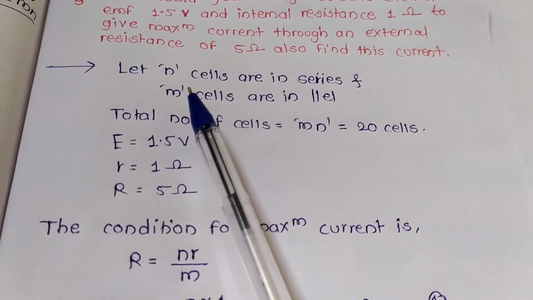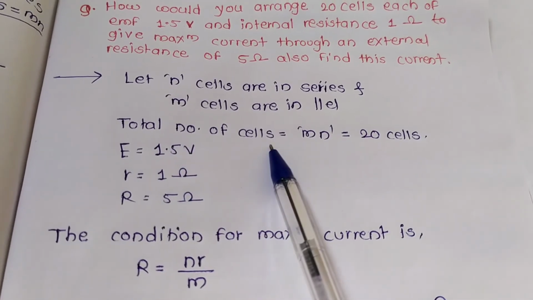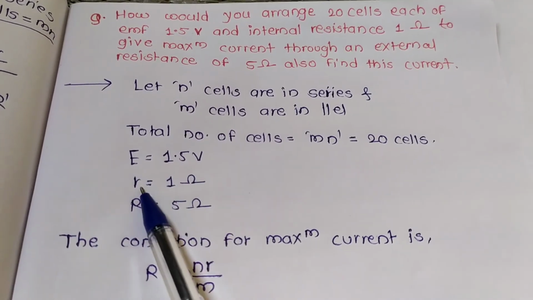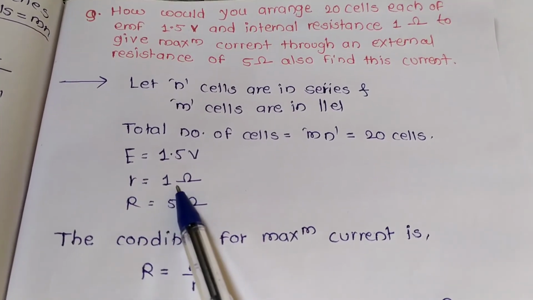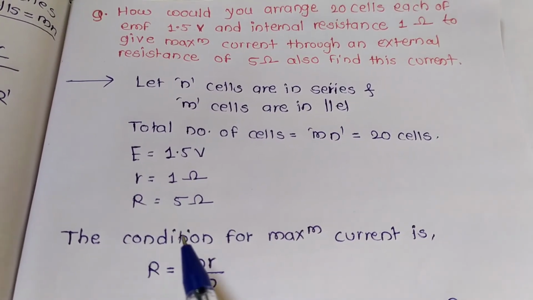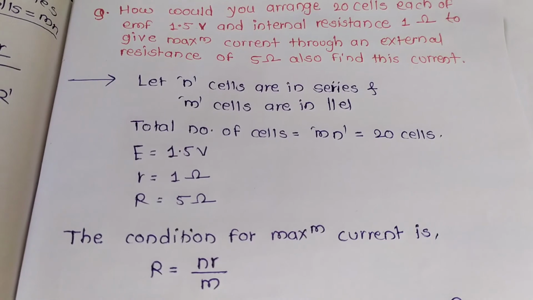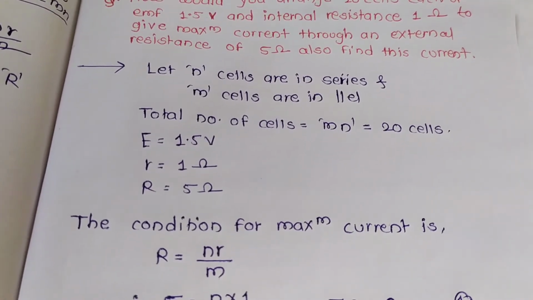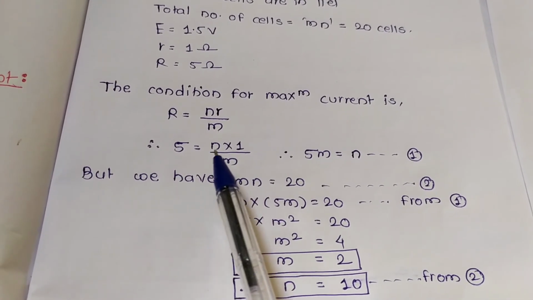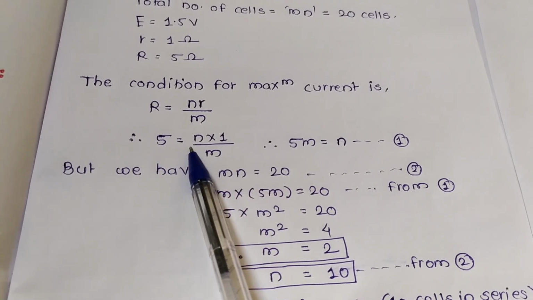Now, we know that n cells are in series, m cells are in parallel. We are given the total number of cells, m into n is equal to 20 cells. EMF 1.5 volt. Small r means internal resistance 1 ohm and capital R is equal to 5 ohm. Now we have the formula. The condition for maximum current is capital R is equal to small r into n divided by m. Put all the values. 5 is n into 1 divided by m, means 5 m is equal to n.